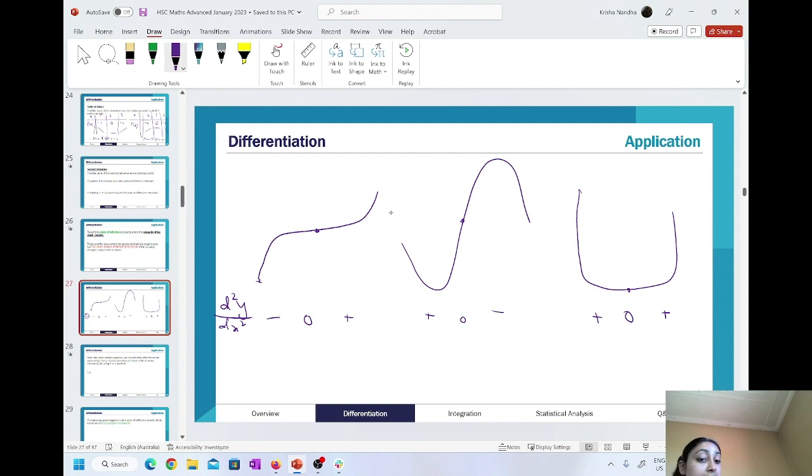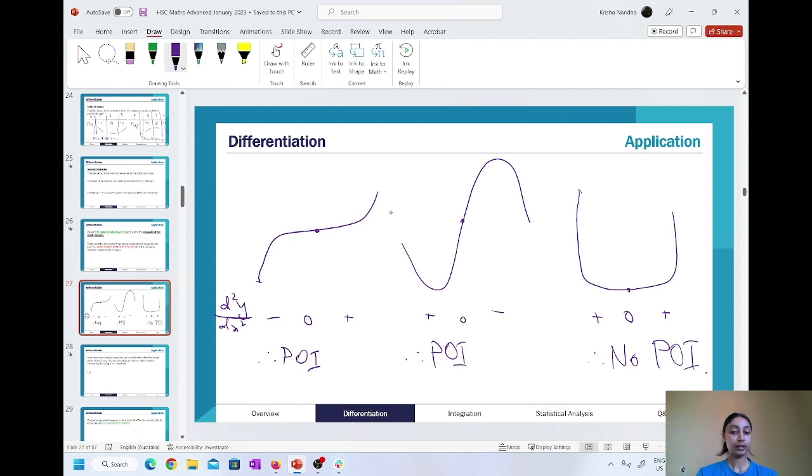Because there is a change in concavity in the first one, it goes from negative to positive, therefore POI. Over here, there's also a change, it goes from positive to negative, therefore POI. And over here, at that given point, the concavity is 0. However, there's no change in concavity. So therefore, there is no POI. Okay?